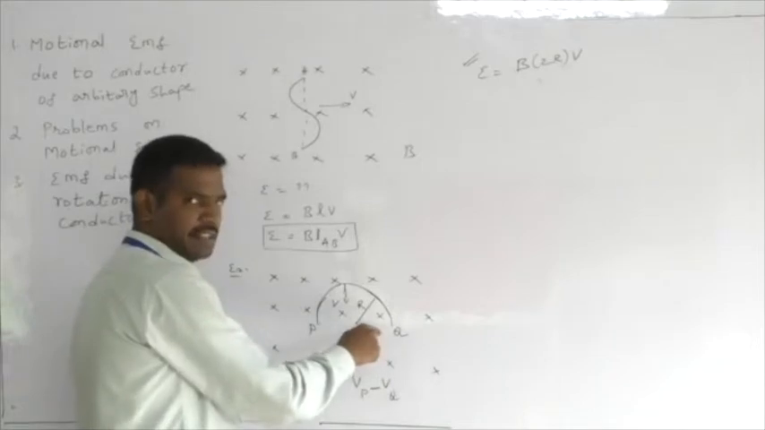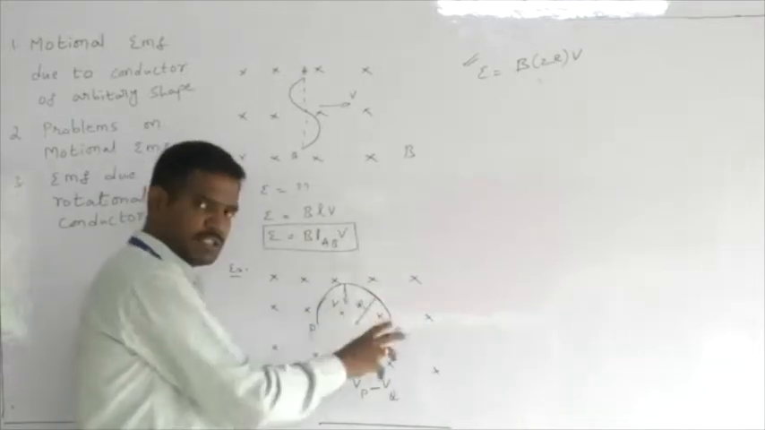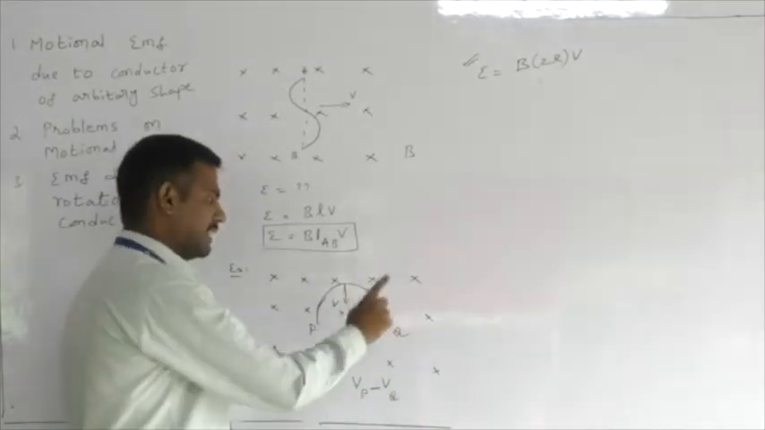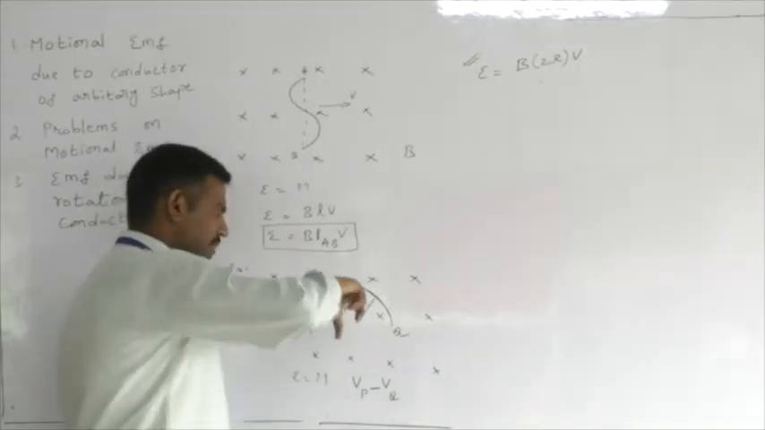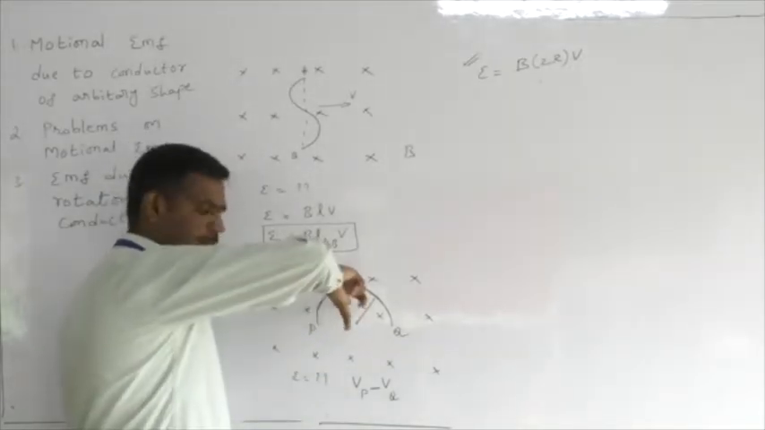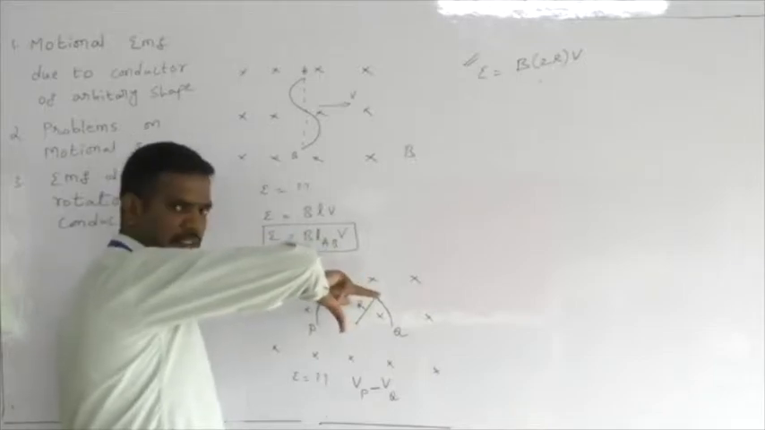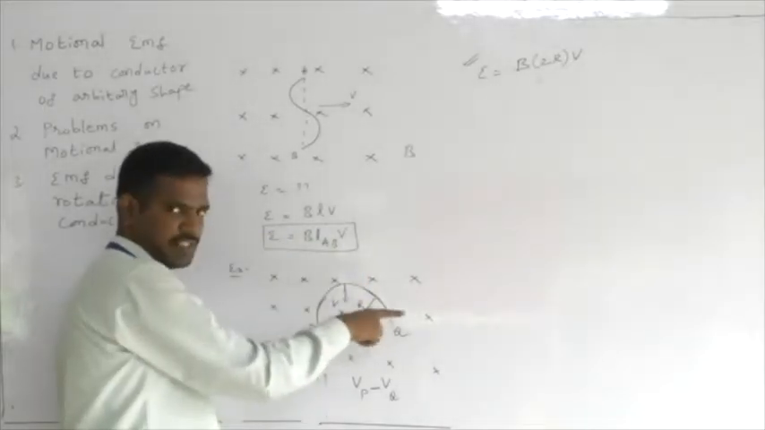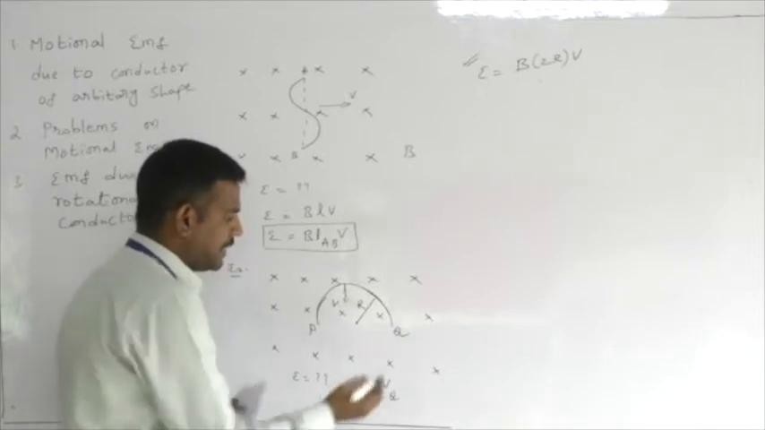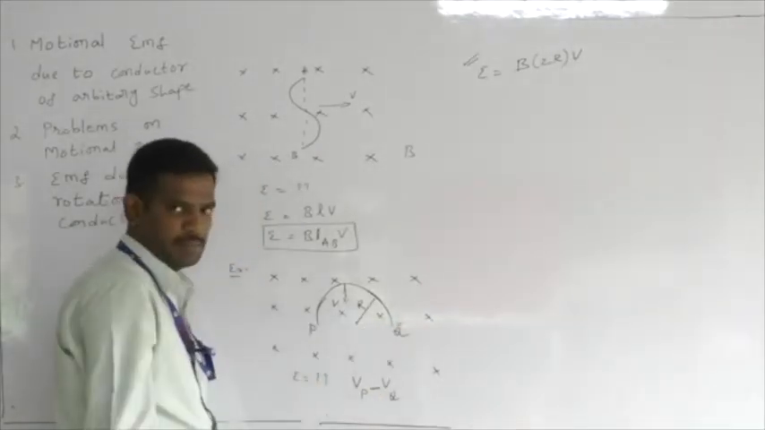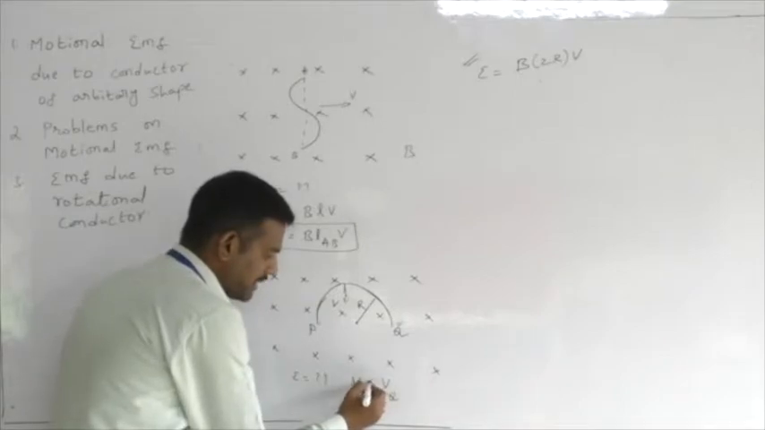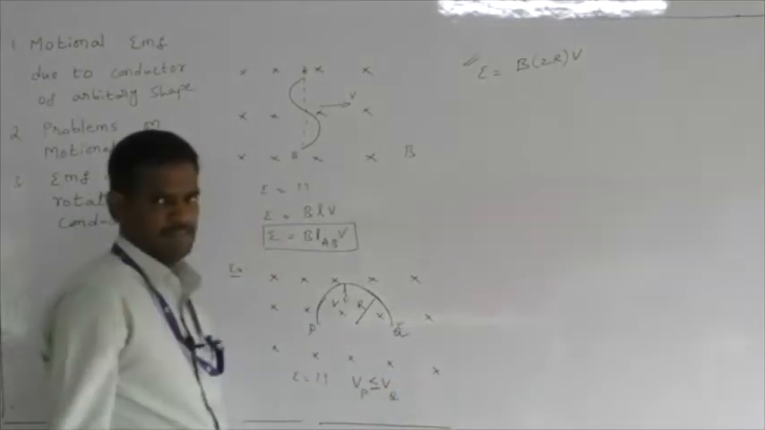From that end, the current will pass if it is a closed circuit, or at that end we will have more potential. So according to this, this is the forefinger, this is the thumb showing the direction of motion, and the central finger tip is showing towards this way. Therefore, at the end Q, potential is high compared to potential at point P. Therefore, VQ is more than VP.